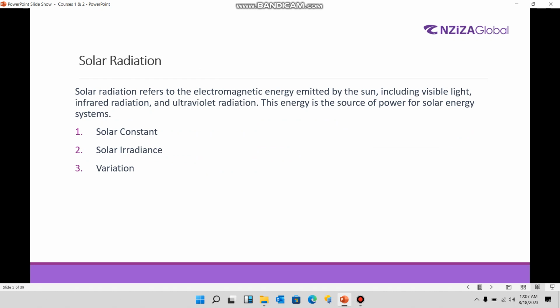Solar radiation. Solar radiation refers to the electromagnetic energy emitted by the sun, which includes visible light, ultraviolet radiation and infrared radiation. This energy is the source of power for solar energy systems. It has three parts: solar constant, solar irradiance and variation.